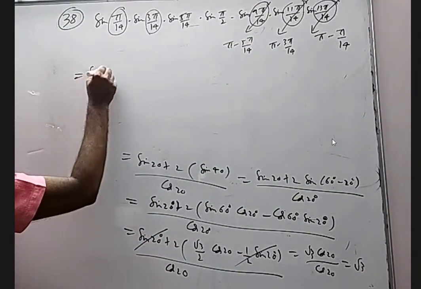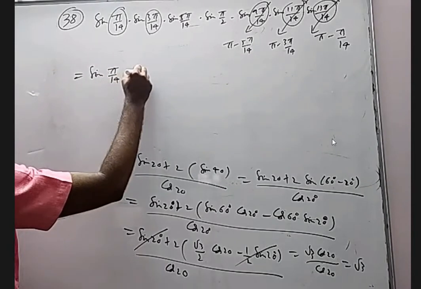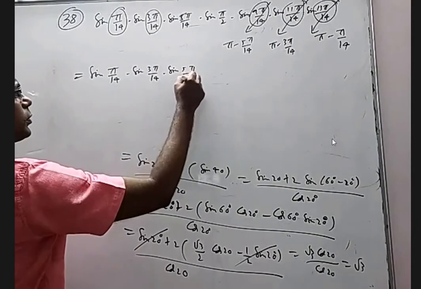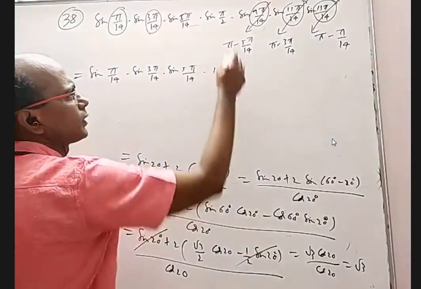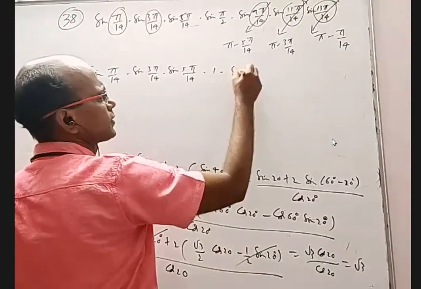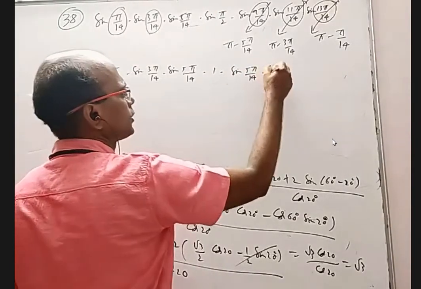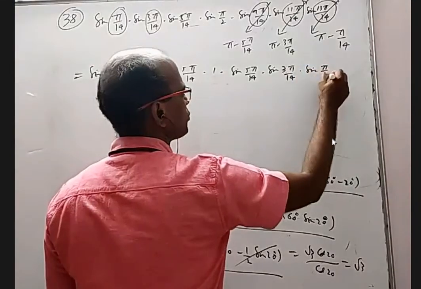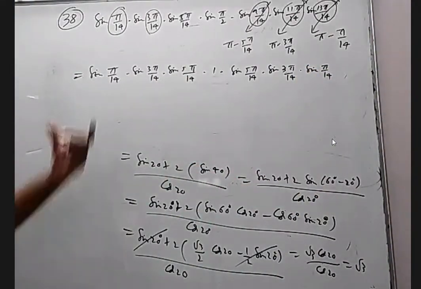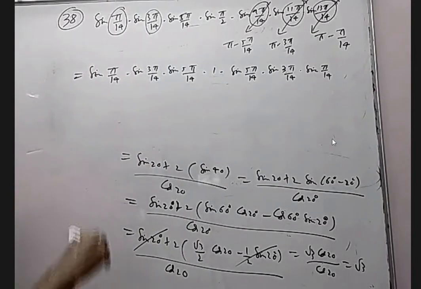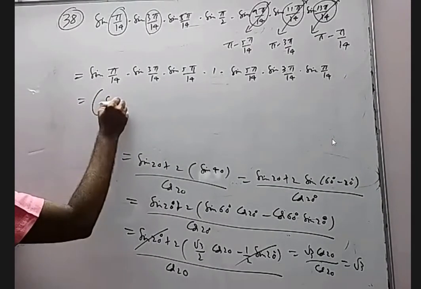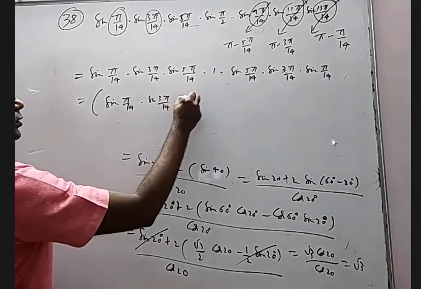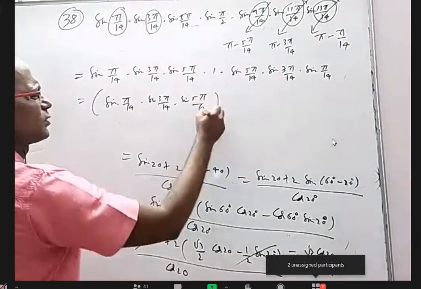So we will get sin pi by 14 into sin 3 pi by 14 into sin 5 pi by 14, and sin pi by 2 is 1. Here sin 180 minus theta is sin theta, so sin 5 pi by 14, sin 3 pi by 14 and sin pi by 14. So basically the first three and the last three are the same, and you'll get the square of it: sin pi by 14 into sin 3 pi by 14 into sin 5 pi by 14, whole square.